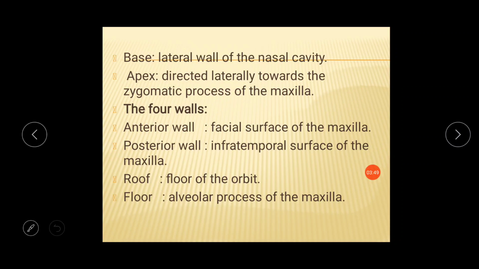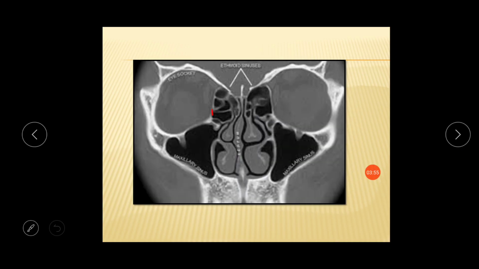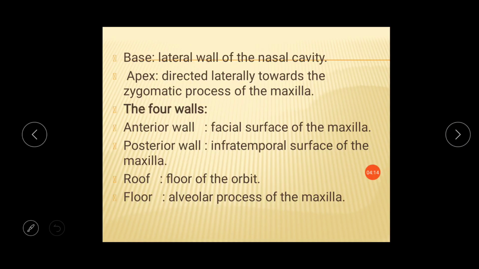Base is the lateral wall of nasal cavity and apex is directed towards the zygomatic process of maxilla. So here this is the base of the maxillary sinus and this is the apex. So here is the zygomatic process. So apex is towards the zygomatic process and base is towards the lateral wall of nose. This is the lateral wall of nose. This is the midline septum. So this is base and this is the apex of the maxillary sinus.